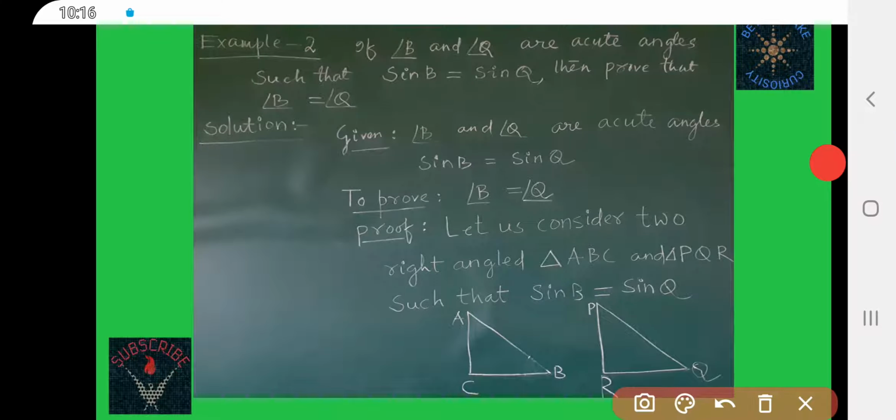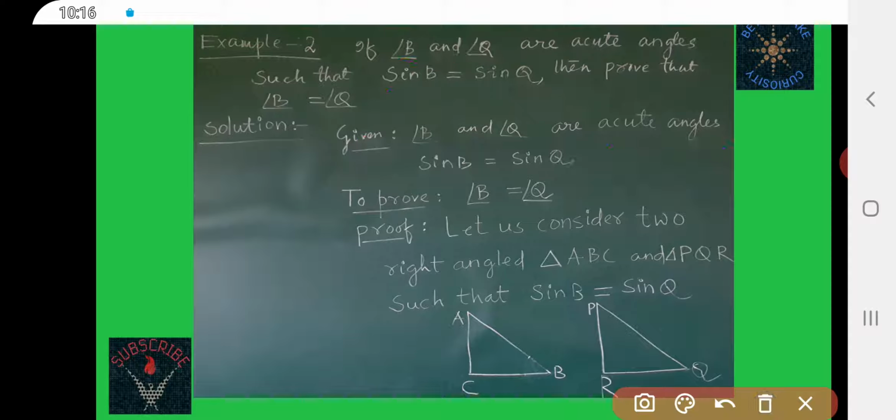See, in example 2, if angle B and angle Q are acute angles such that sin B is equal to sin Q, then prove that angle B and angle Q are equal. So what is given? Angle B and angle Q are acute angles such that sin B is equal to sin Q. Now we have to prove angle B is equal to angle Q.